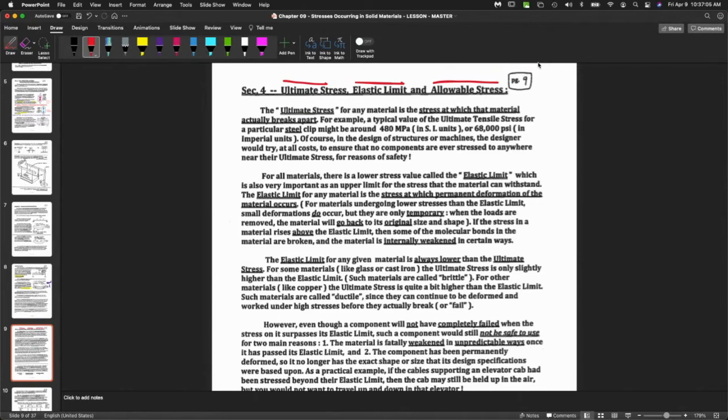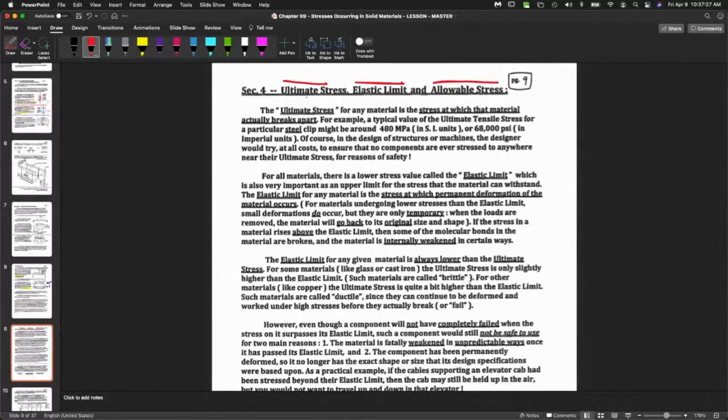It would be very expensive to make a bridge out of carbon fiber, but I could make some really cool shapes out of carbon fiber. Anyway, there are numerical values which you need to be aware of to use to do questions. You don't have to memorize any of these numbers. I just want to direct your attention to them.